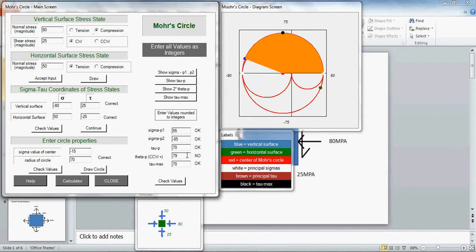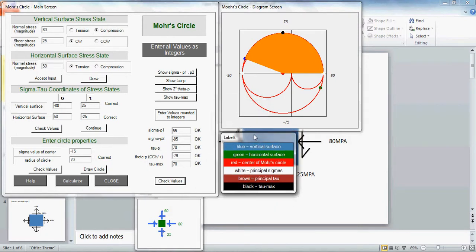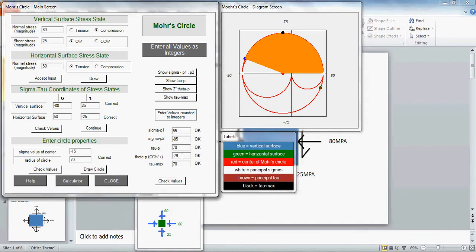Your angle should come out to 79 degrees, roughly. This rounds to the nearest whole integer. And it's negative because it's going clockwise towards the negative, where counterclockwise is positive. And that's it. You have all of your values.